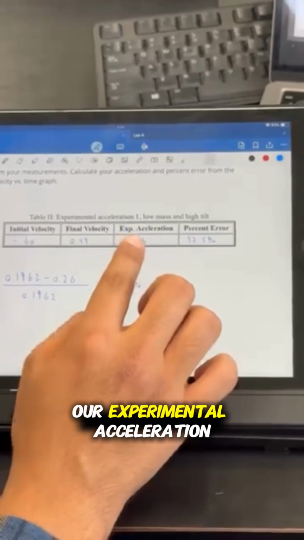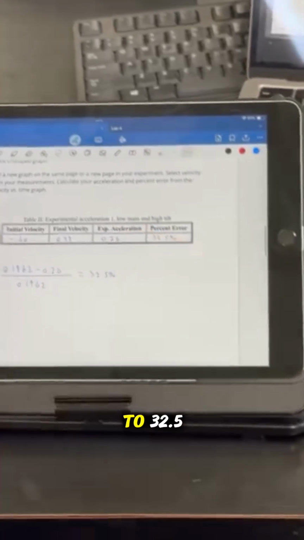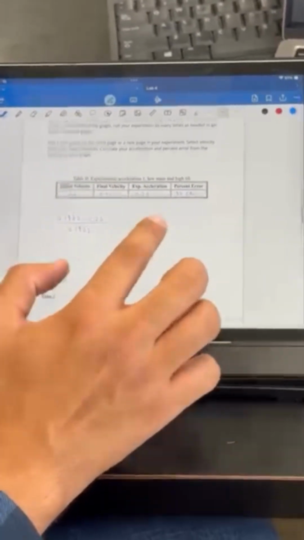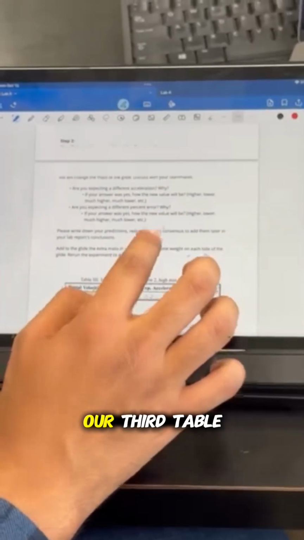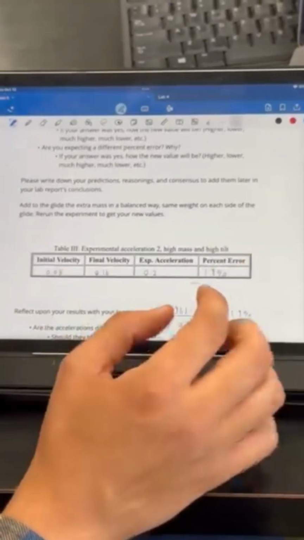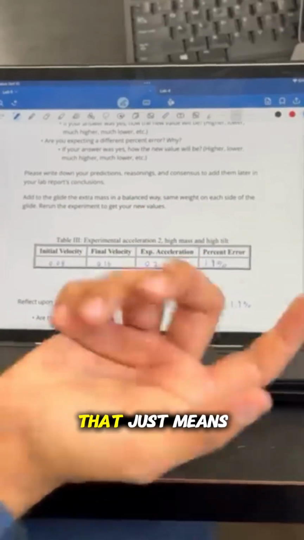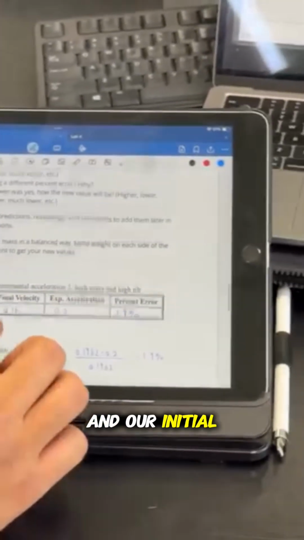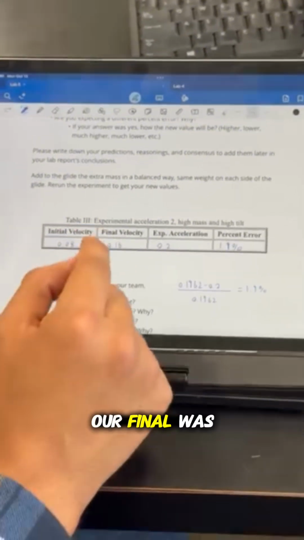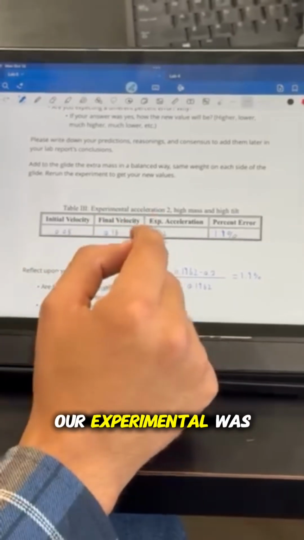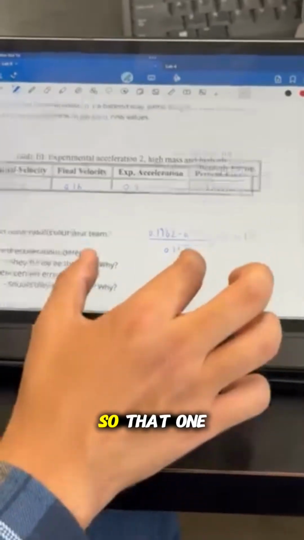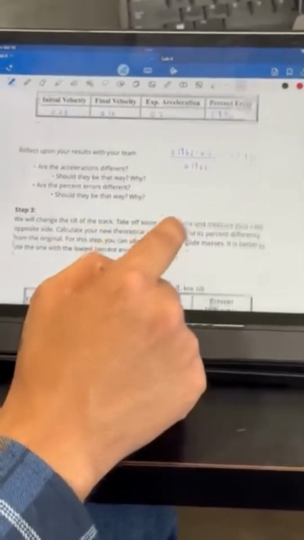That's how we got our experimental acceleration, and our percent error came out to 32.5, which we got by doing our theoretical minus our experimental over our theoretical. And then for our third table, we had to do high mass, high tilt, so that just means we added more weight to the slider, and our initial velocity came out to 0.08, our final was 0.16, our experimental was 0.2, and then our percent error for this one came out to 1.9%. So that one was a lot better than the first one.